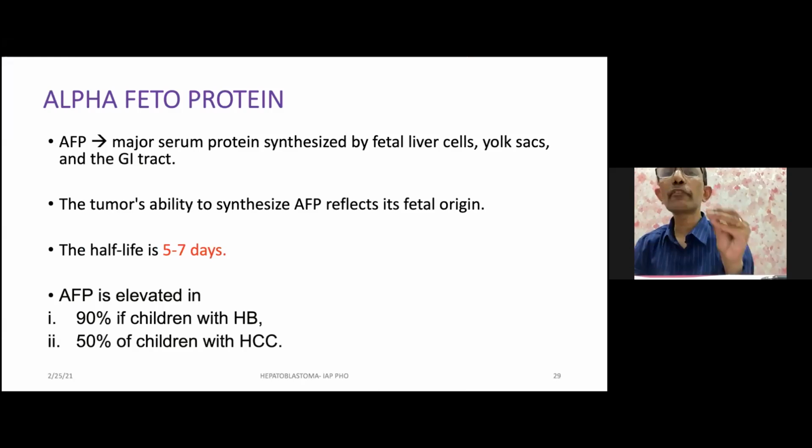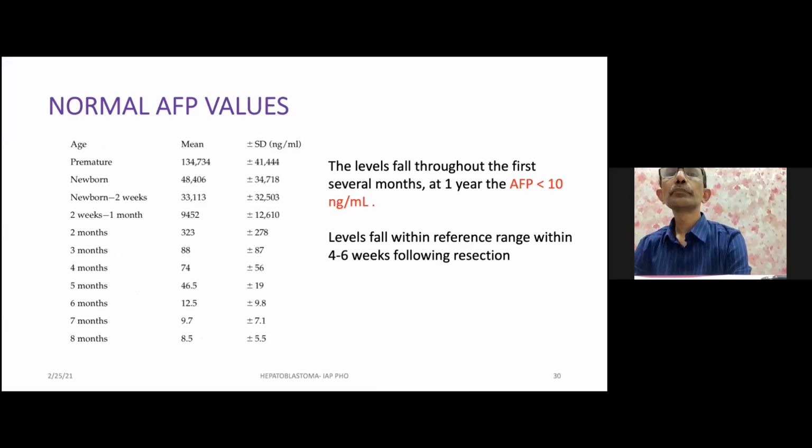Okay, regarding alpha fetoprotein, these are short notes. One important thing is that 90% of children with hepatoblastoma will have elevated AFP, and the half-life is 5 to 7 days. This is something I remember as a student. Next slide. Okay, normal AFP values. In infants there is a normal value, tabular column, you have to see this. And please remember, up to 2 years of age, sometimes the AFP can be around 80. Next slide.